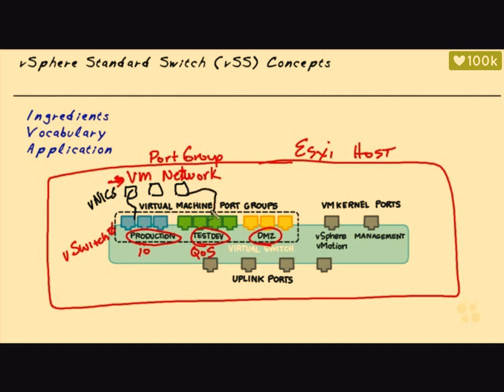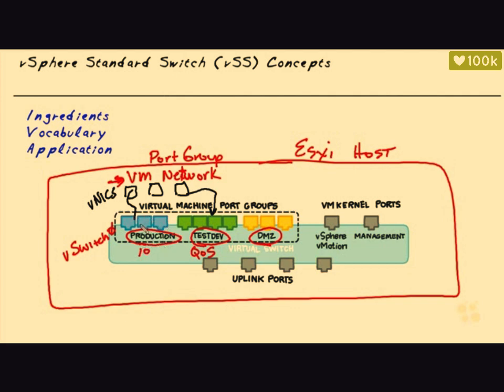And we don't have to worry too much about the actual literal port because it's all virtualized. So we just direct them to connect to the port group that we want them to be in. And the vSwitch takes care of the rest regarding the actual assignment to a logical port that's associated with that port group.